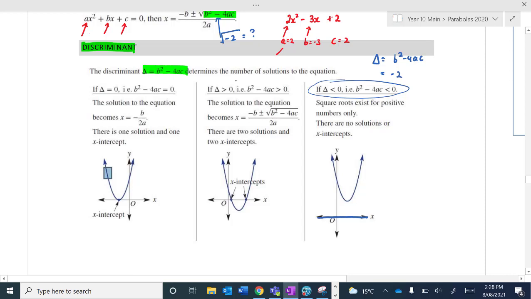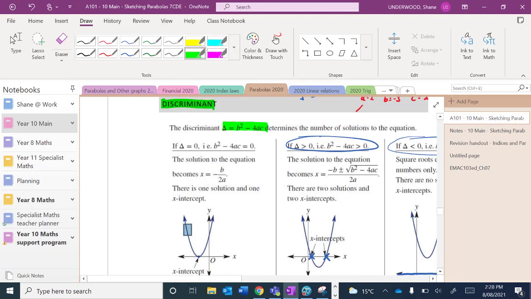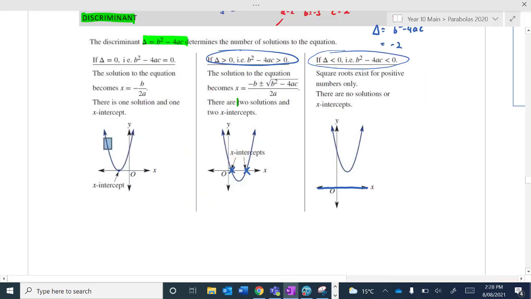Likewise, if it's greater than 0, this is a really common one you'll see, there's going to be 2 intercepts. So in other words, if the discriminant is greater than 0, then there's going to be 2 solutions. Over here, there are no solutions. And then there's a unique one where the turning point just touches the x-axis. That's when the discriminant is equal to 0, and that means there's 1 solution.